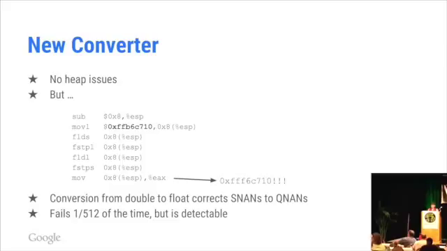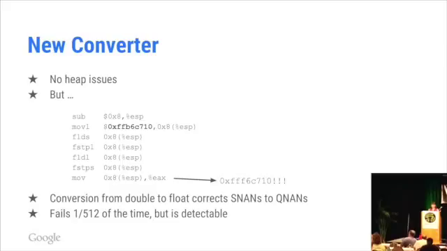And then we discovered that this assembly, when you cast a float to a double and back, in one situation, it will actually change the value. And that's because the floating point specification supports S-NaNs and Q-NaNs. Q-NaNs are quiet NaNs. If you get a Q-NaN, nothing happens. It's just stored as a Q-NaN.